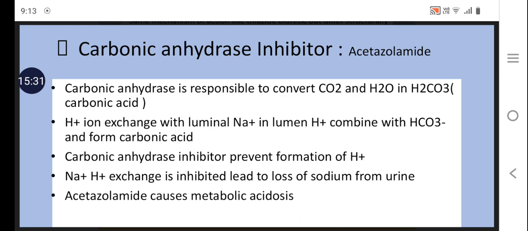Because the H+ ion remains in the blood, drugs like acetazolamide are responsible for metabolic acidosis. As we know from the Lewis acid theory, agents that give H+ ions are acidic in nature. The more H+ ion given, the more acidic it is. So drugs like acetazolamide are responsible for metabolic acidosis.